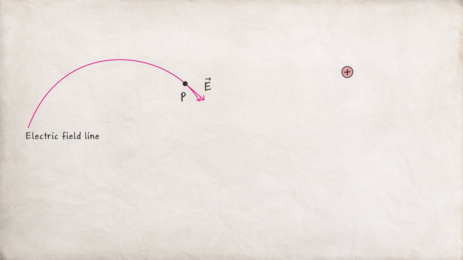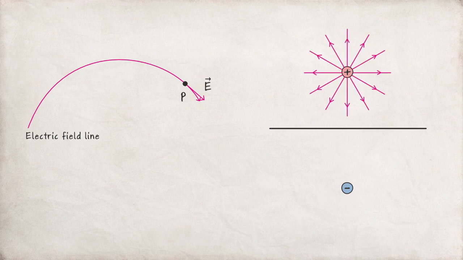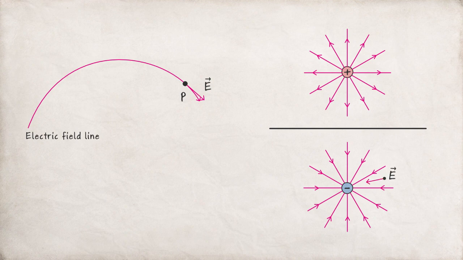We now introduce a method of visualizing electric fields using field lines. Electric field lines are drawn such that they are everywhere tangent to the direction of the electric field at that point. Electric field lines always originate from positive charges and terminate at negative charges. For example, the electric field lines of a positive charge look like this, and the electric field lines of a negative charge look like this. Notice that the strength of the electric field is related to the density of the field lines.